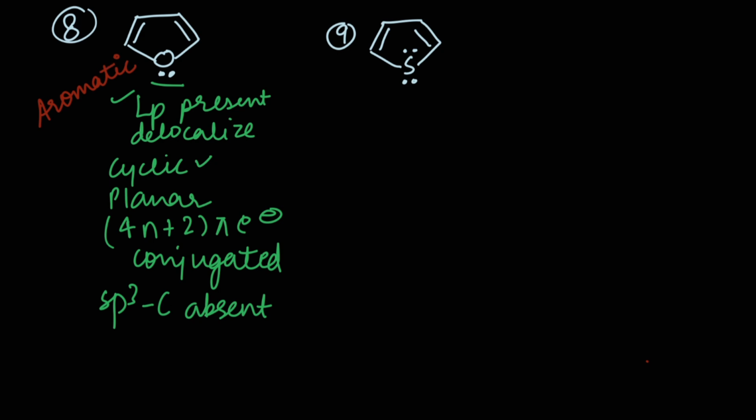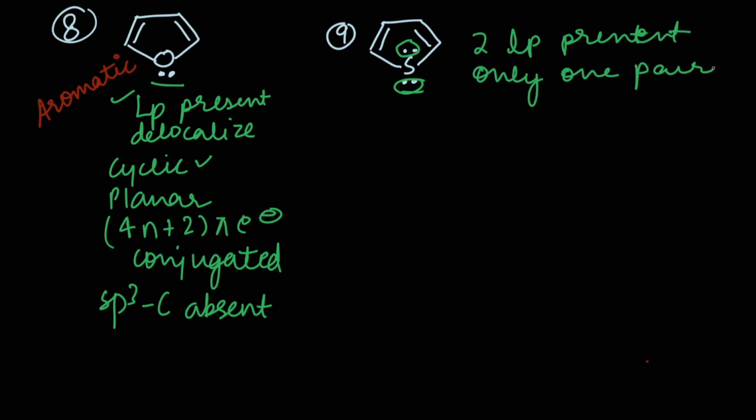Okay, now moving on to our next question. As you can see, there are two pi electrons present. Two lone pairs are present, in which only one will delocalize. Only one pair will delocalize.